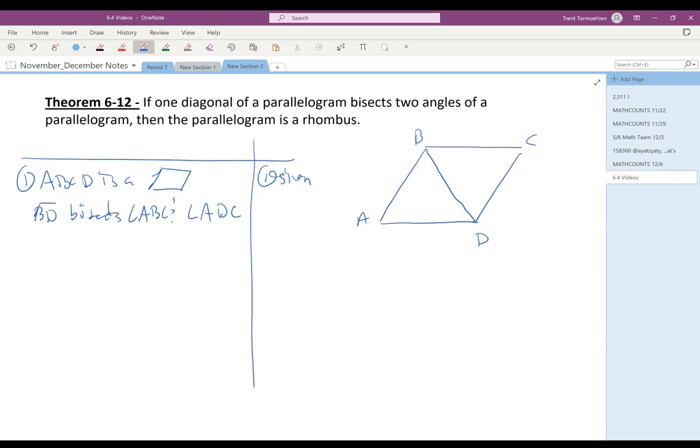rhombus. Okay, so looking at this one, just to make my life a little bit easier, we'll put those numbers in. We're going to say that angle 1 is congruent to angle 2, and angle 3 is congruent to angle 4. We do that because it's the obvious thing to do here based on the given, and that's just the definition of angle bisector.